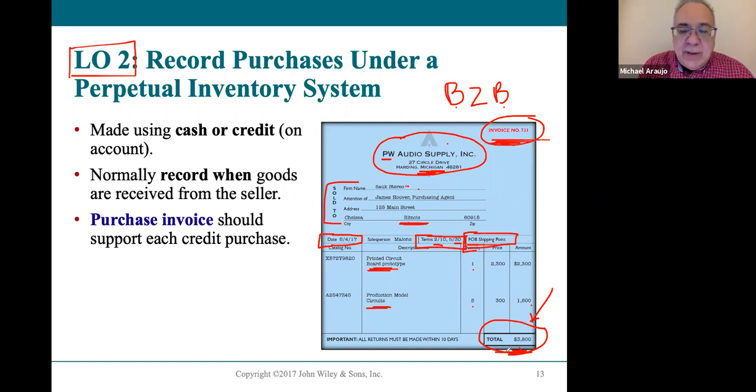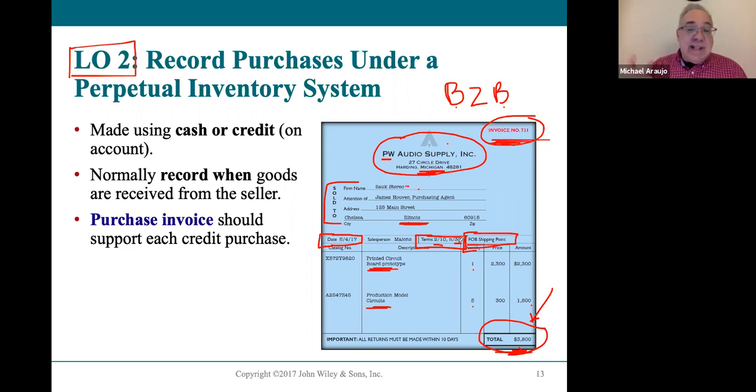So this is why the terms are important. They're important to both SOC Stereo to know they'll get a discount if they pay within 10 days, or if not, they owe the whole thing in 30 days. It's important to PW Audio because they want to give an incentive for SOC Stereo to pay them early, so they give them a little discount if they pay quick. If not, they'll take the whole thing later on.